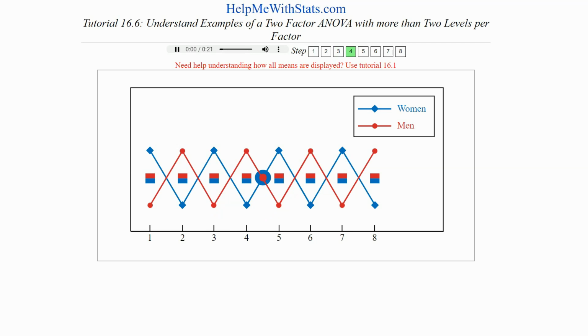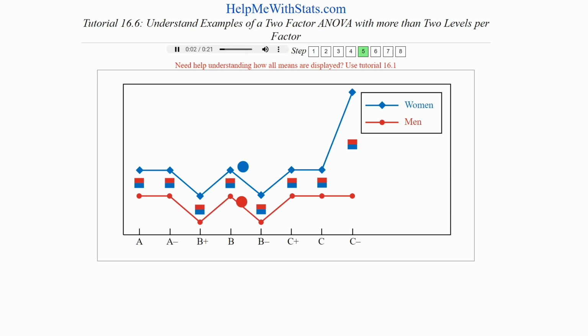This 2x8 ANOVA shows no main effect of gender because the mean of women, large blue circle, is equal to the mean of men, large red circle. There is no main effect of number because the means of the different numbers, red/blue squares, are all the same. There is an interaction because the lines are not parallel.